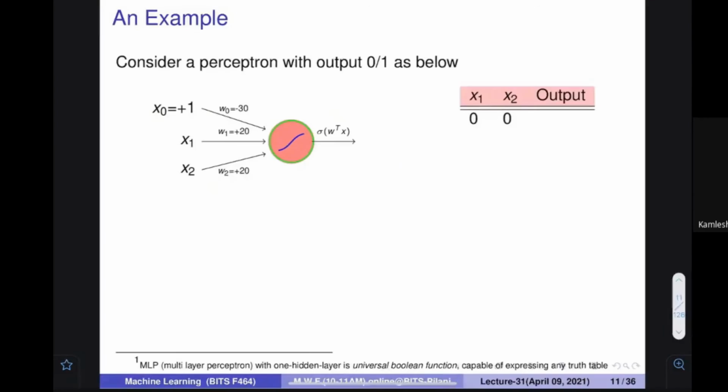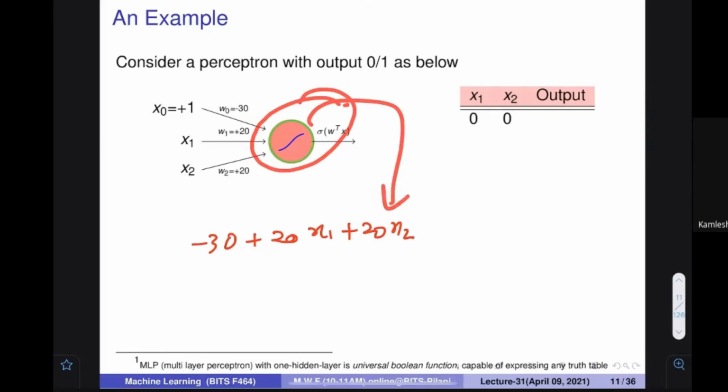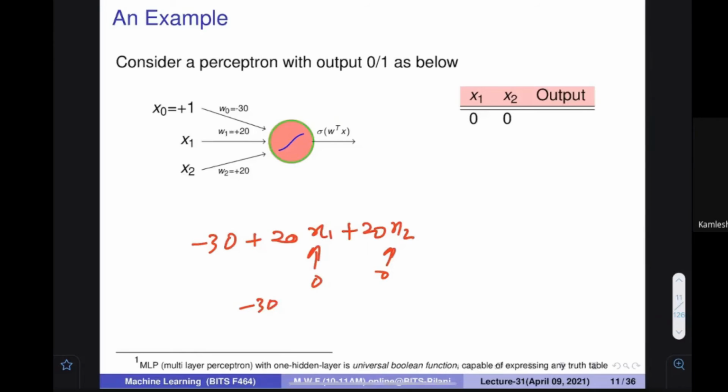So if I give this input 0, 0, what would be the output? You know that using this, you can write the equation in this particular way: minus 30 plus 20 into x1 plus 20 into x2. This is what the equation is. If the value is 0, 0, then this is 0 and this is also 0, so you get minus 30. The summation is going to be minus 30. Is it greater than 0? No. So the output is going to be 0.